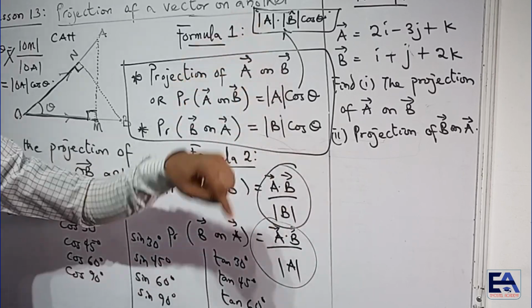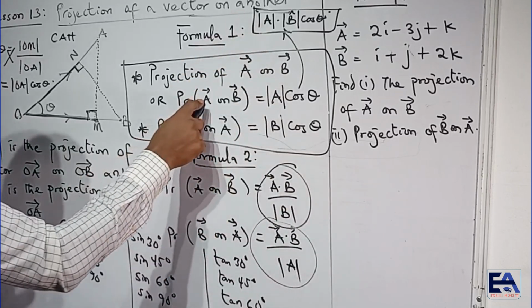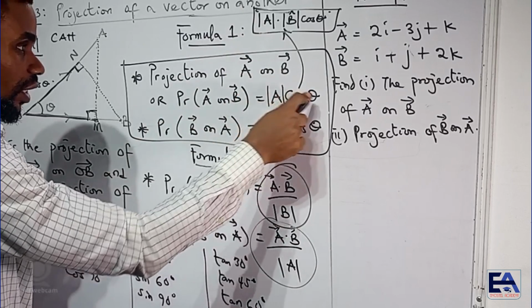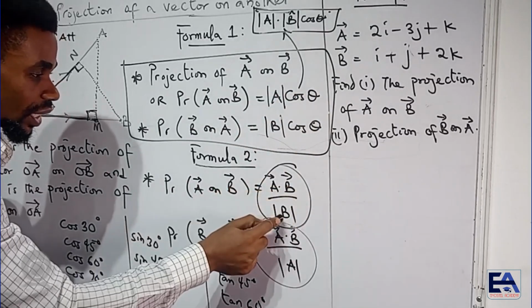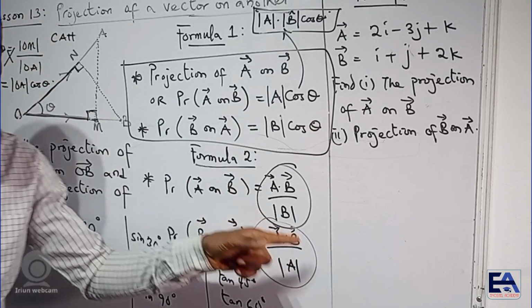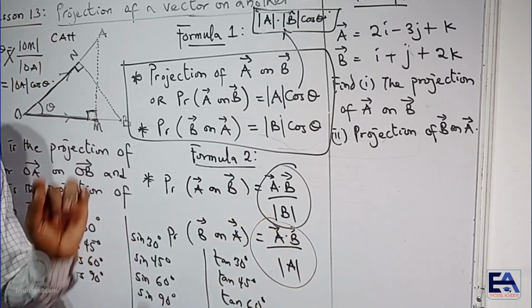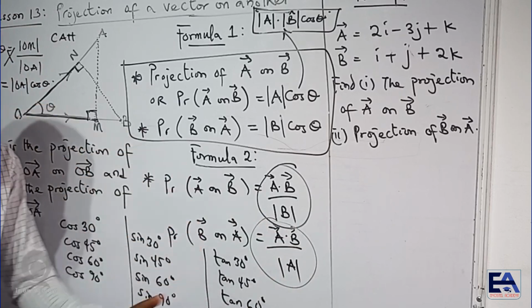You see that's the reverse of the case here. In this case, now A is projecting on B, so we find the magnitude of A multiplied by cos theta. But in this case, A is projecting on B, so we find the dot product of A and B and divide the result by the magnitude of B. That is the magnitude of the vector that is being projected upon.